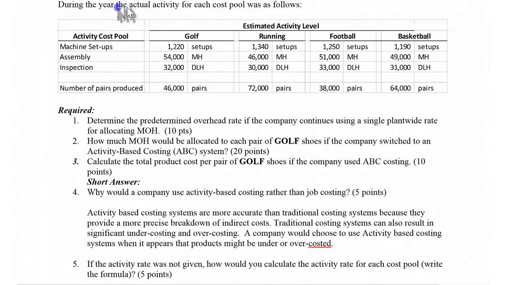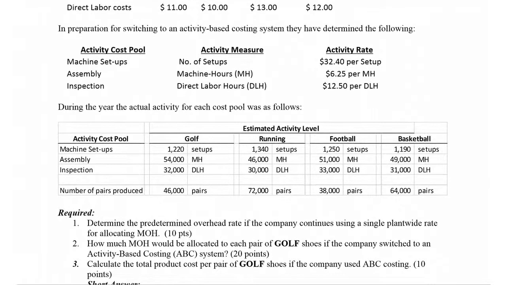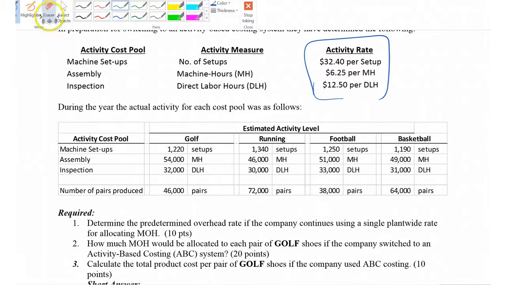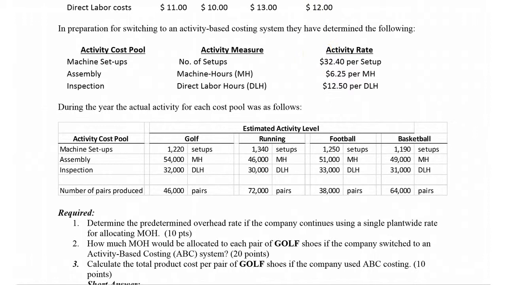Okay, part 5: if the activity rate was not given, how would you calculate the activity for each pool? Remember, in this problem they gave us the activity rate, so we didn't have to calculate it, but could we calculate it if we had to? And the answer is, assuming they've given us enough information, of course we could.